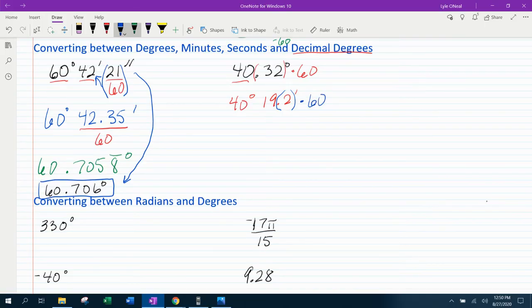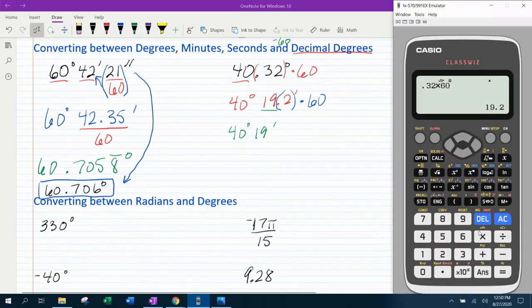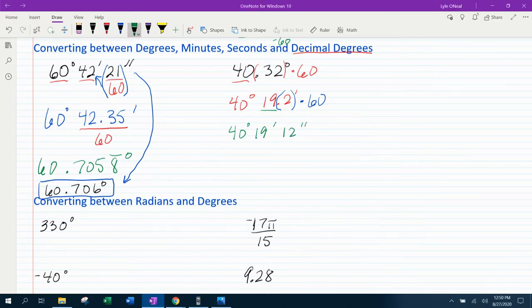So then that's going to give us 40 degrees. Again, the whole number here, the 19 is the minutes, and then whatever we get from the multiplication will be the seconds. Okay, so that's going to be 0.2 times 60, which is 12 seconds. And so there's going from decimal degrees to degrees, minutes, and seconds. And now we've covered that both directions.